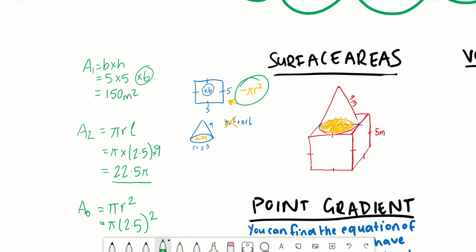So now my total surface area is going to be 150 plus 22.5 pi minus my 2.5 squared, which becomes 6.25 pi. Put all that in your calculator and let's go 2dp. And there we have it. Hopefully you got 201.05 meters squared.